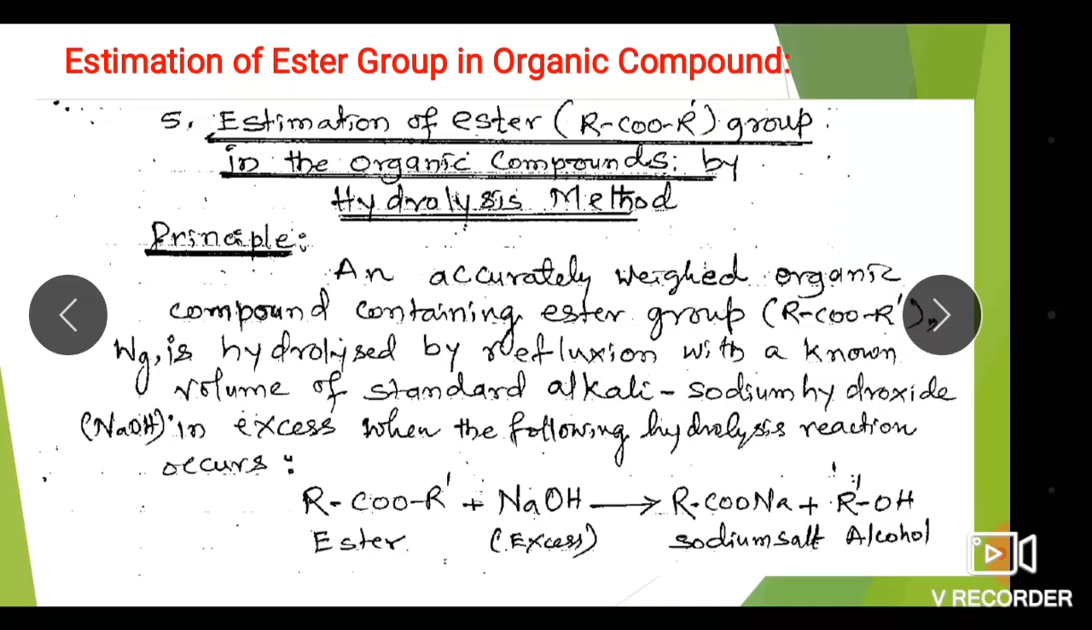When we reflux the W gram of the given ester with the standard alkali sodium hydroxide, we get the reaction: the ester RCOOR' plus NaOH. This OH combines with R' and we get the alcohol R'OH plus the sodium salt of the acid, RCOONa. So, sodium salt of the acid.